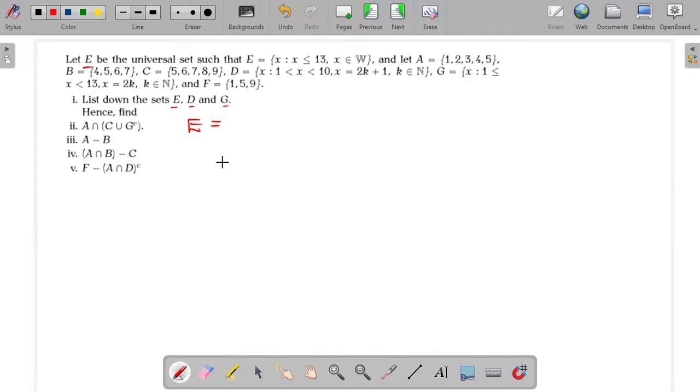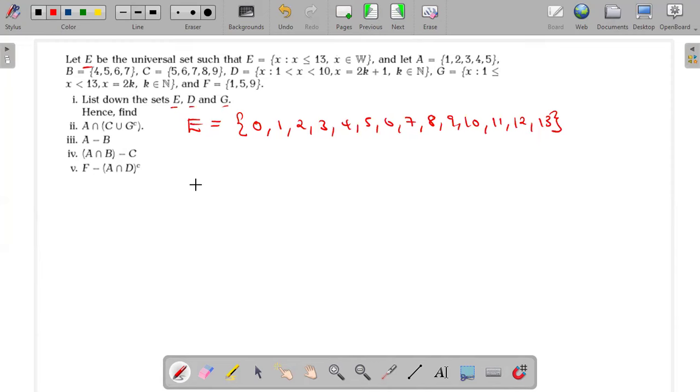So that means we're going to list starting from 0 all the way to 13, because here they're saying those numbers are less than or equal to 13, meaning 13 is part of our set. So we're going to have 0, 1, 2, 3, 4, 5, 6, 7, 8, 9, 10, 11, 12, and then 13. We close like that. So this here is our set E.